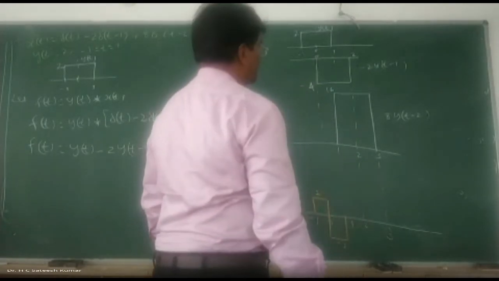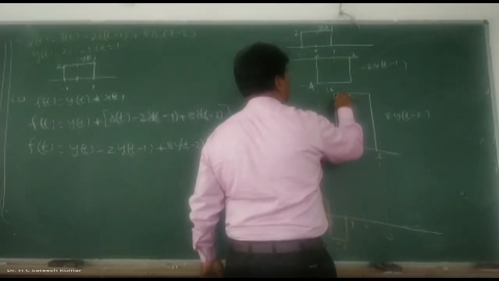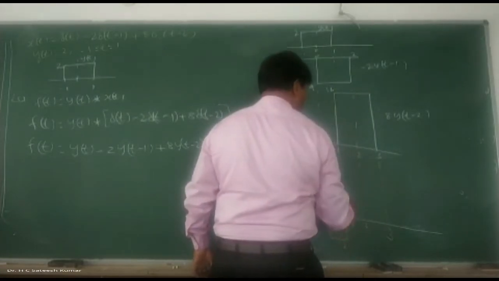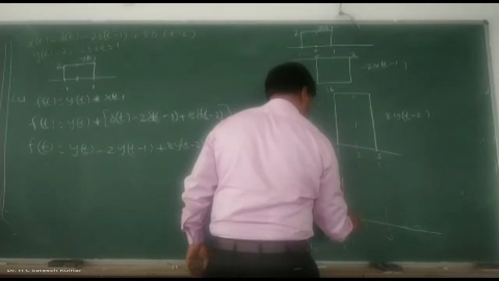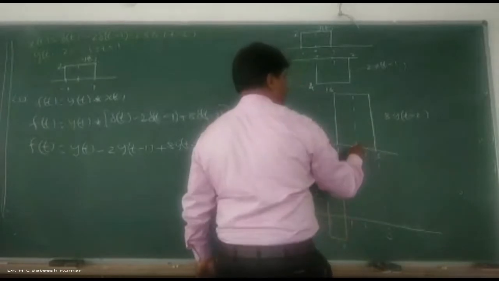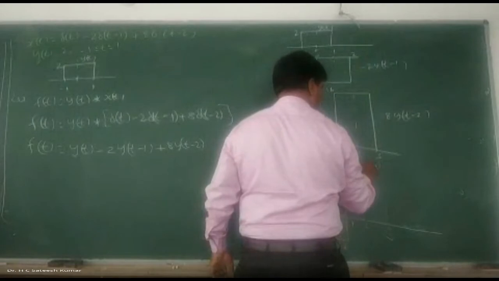And between 1 and 2, what do we have? 16 minus 4. 16 minus 4 is what? 12. So therefore, between 1 and 2, it will go to 12. Okay, right. And between 2 and 3, 0 plus 0 plus 16. Therefore, you will get 16.